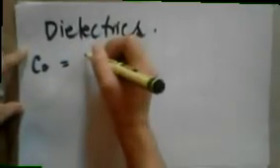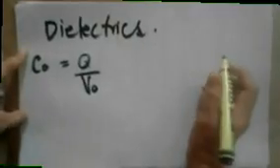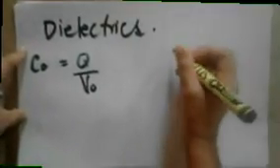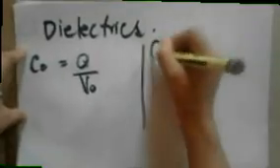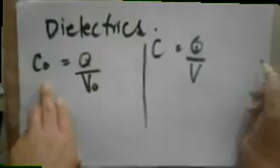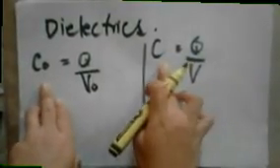Now let's go to dielectrics. Dielectrics are non-conducting materials placed between the conducting plates that separate the conductors of the capacitor. So the original capacitance C0 is given by C0 equals Q over V0, and the capacitance with the dielectric present is given as C equals Q over V. This is the original capacitance C0, and this is the capacitance with the dielectric present.